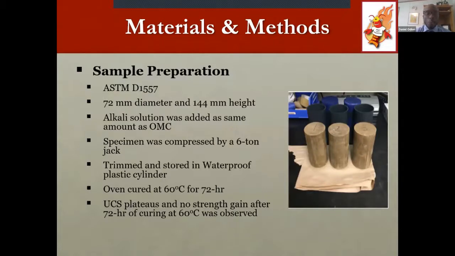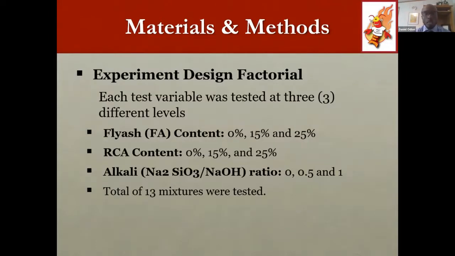So we had our samples prepared under different testing, most importantly the one under ASTM D1557, which is for compressive strength. We also had our experiment designed as a factorial at different levels. For the fly ash content, we had 0%, 15%, and 25%. Under the RCA content, we had 0%, 15%, and 25%. And we also made use of 0, 0.5, and 1 silicate ratio.